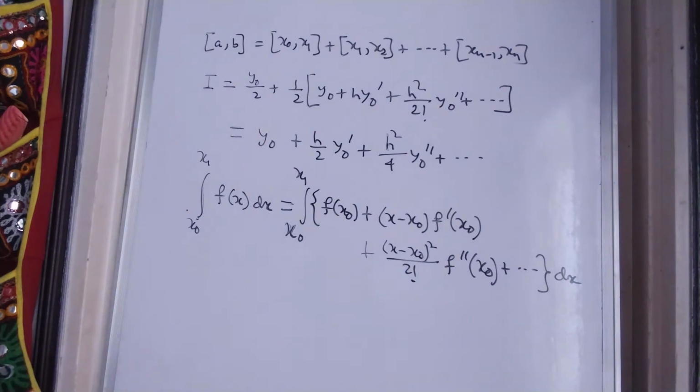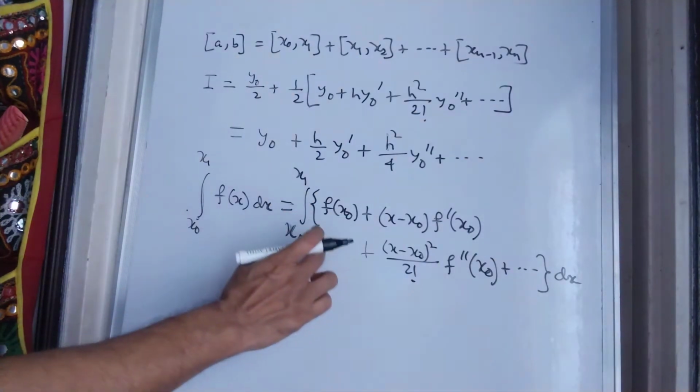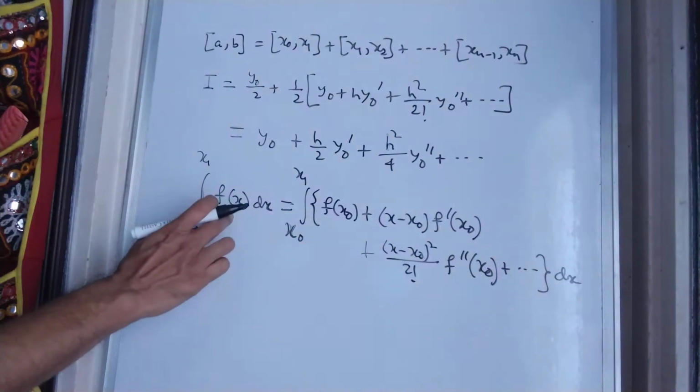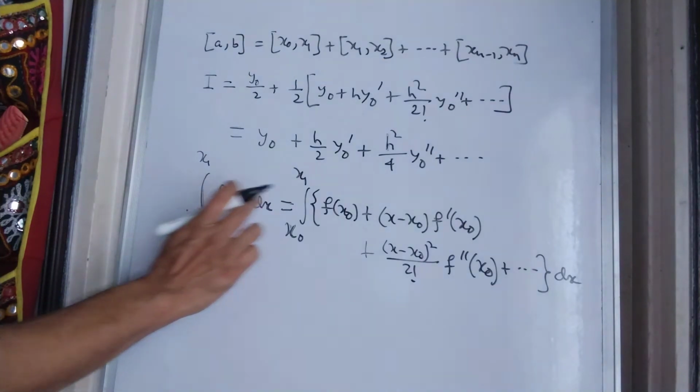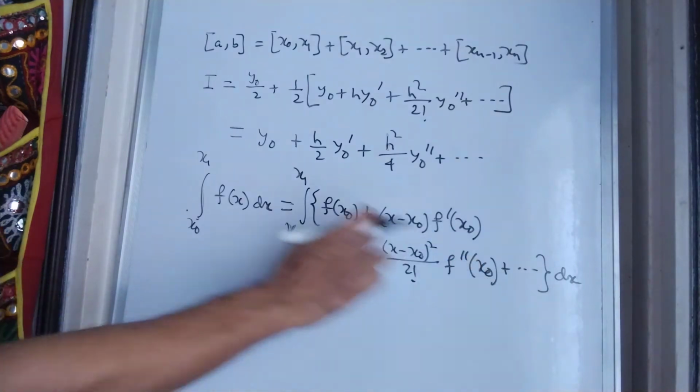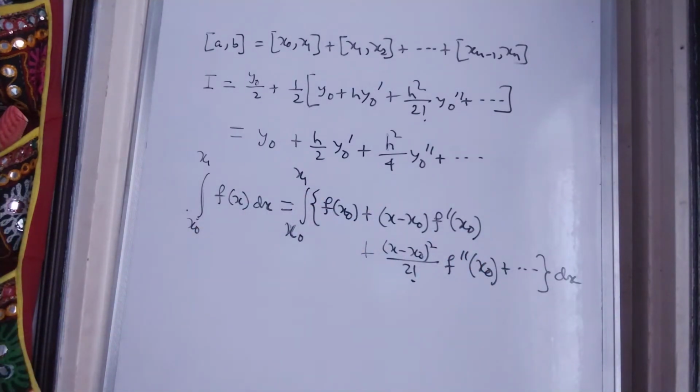So we tend to evaluate the error to the tune of the square term of h. Now what is the value of this integral? Here we have replaced fx by its actual expansion around the point x0. So the increment is assumed to be x minus x0.